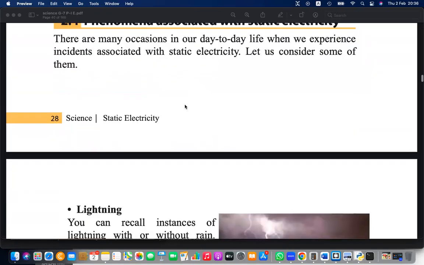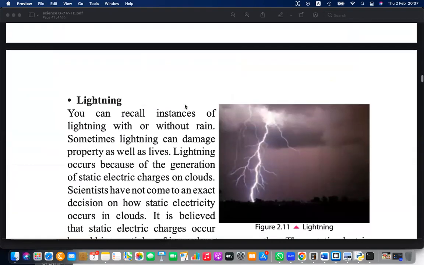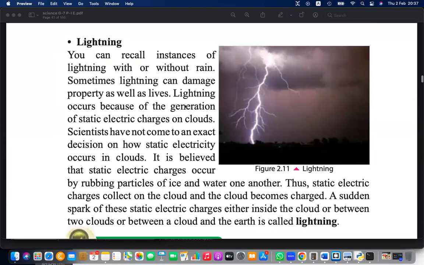Okay, phenomena associated with static electricity. ස්ථිතික විද්‍යුතය කියලා අපි කියන්නේ වෙන දේවල්. See, lightning. Right? Lightning with or without rain. Sometimes with the rain also, it can be. Without rain also, it can be dangerous, hazardous. Why? This is actually static.